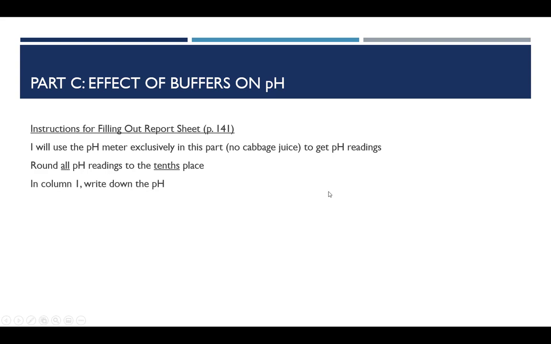In column 1, just write down the pH that you see on the pH meter when we begin. In column 2, write down the pH value after about 5 drops of hydrochloric acid are added in the first part, or in the second part of the experiment, we add sodium hydroxide, base, instead. And again, round to the 10th place. Don't worry if the values are going up and down a little. Just round to the 10th place and you'll be fine.